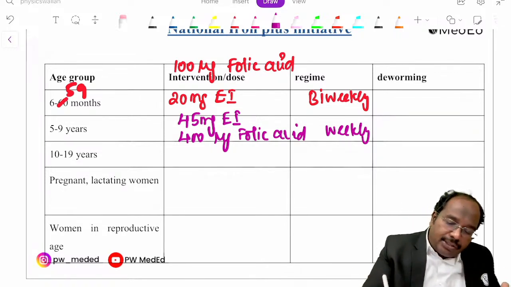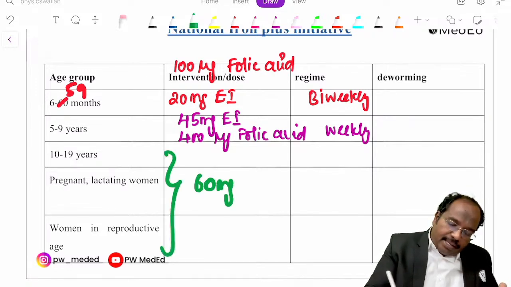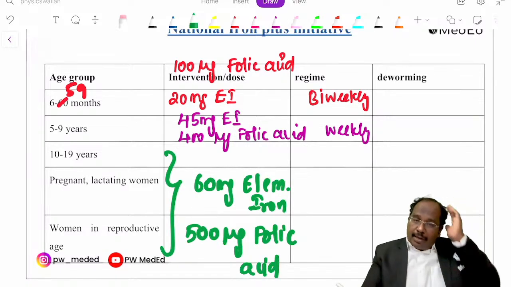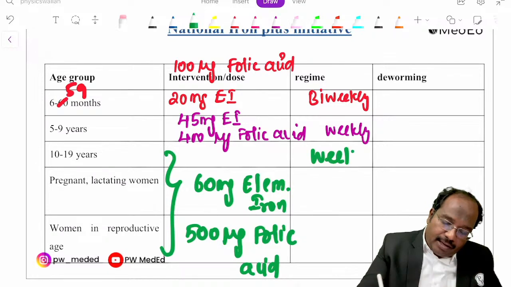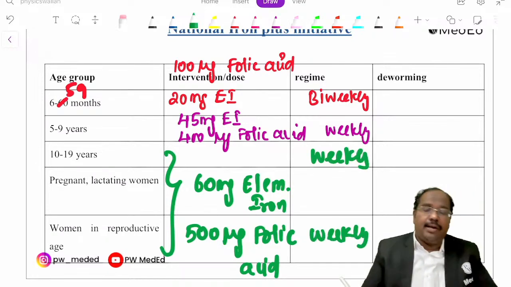For all other age groups, the remaining age groups, you are going to provide 60 milligram of elemental iron and 500 microgram of folic acid. Adolescents you are going to provide weekly. Women in the reproductive age group you are going to provide weekly.